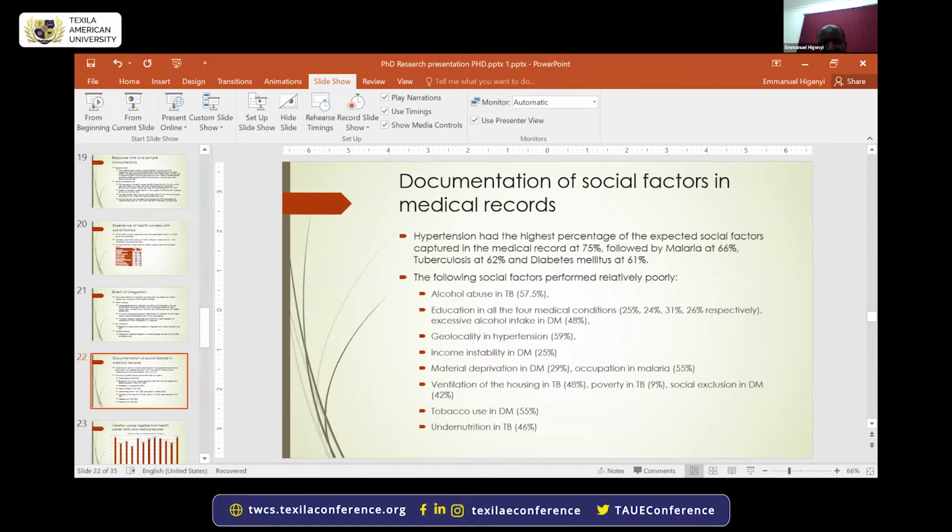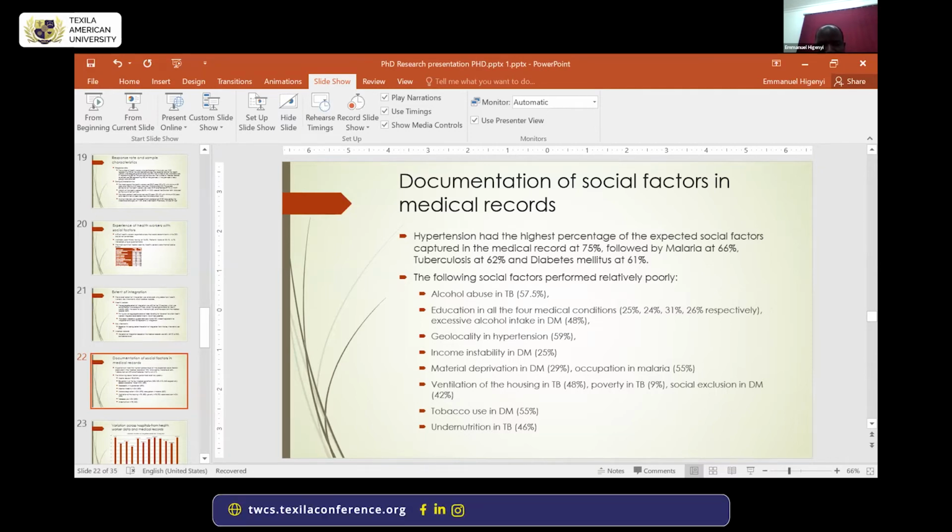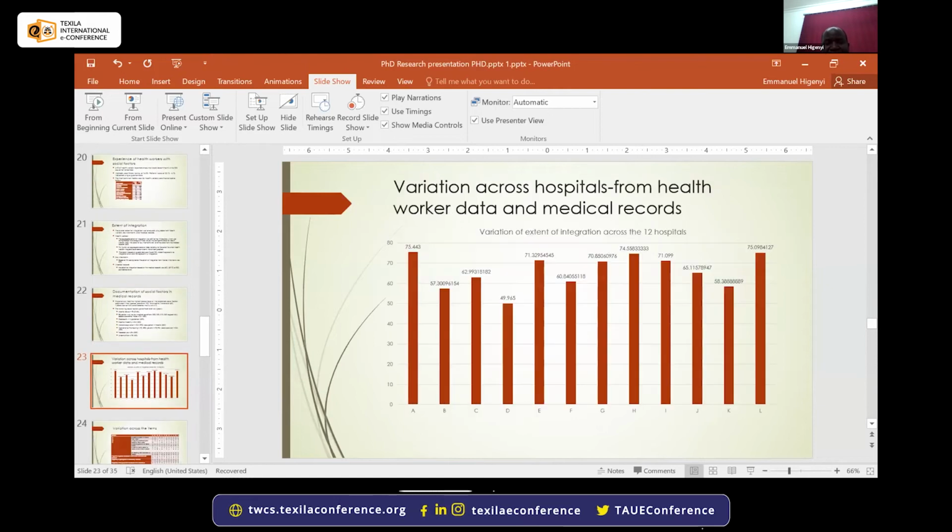For documentation, as I said, it was 66 overall, but hypertension performed better in terms of documentation. And there are specific social risk factors that were saliently missing that are highlighted there. For example, alcohol abuse, education, and income instability in diabetes mellitus, which are key. Tobacco use in TB and diabetes are very key and they need to be documented.